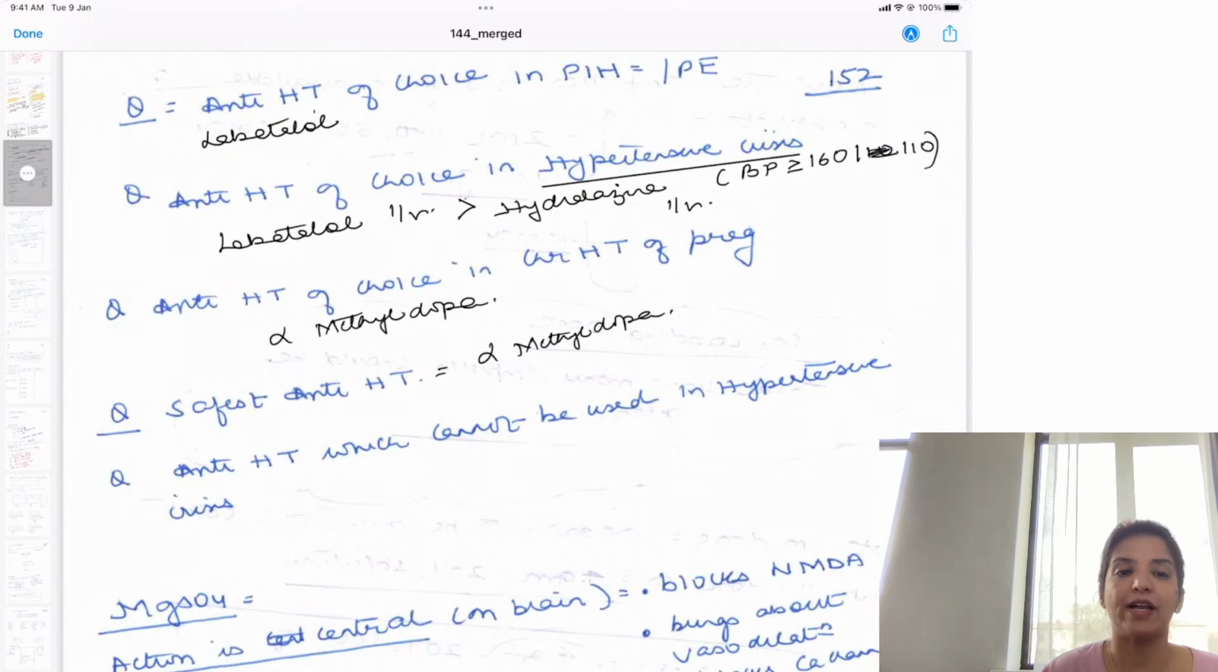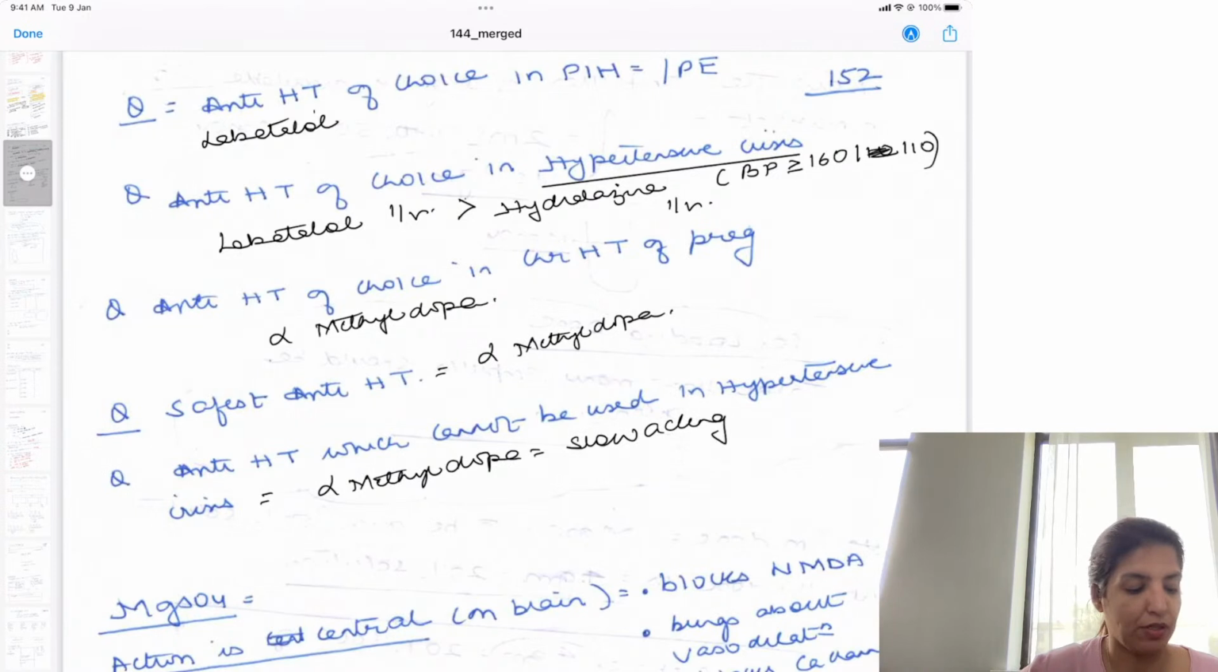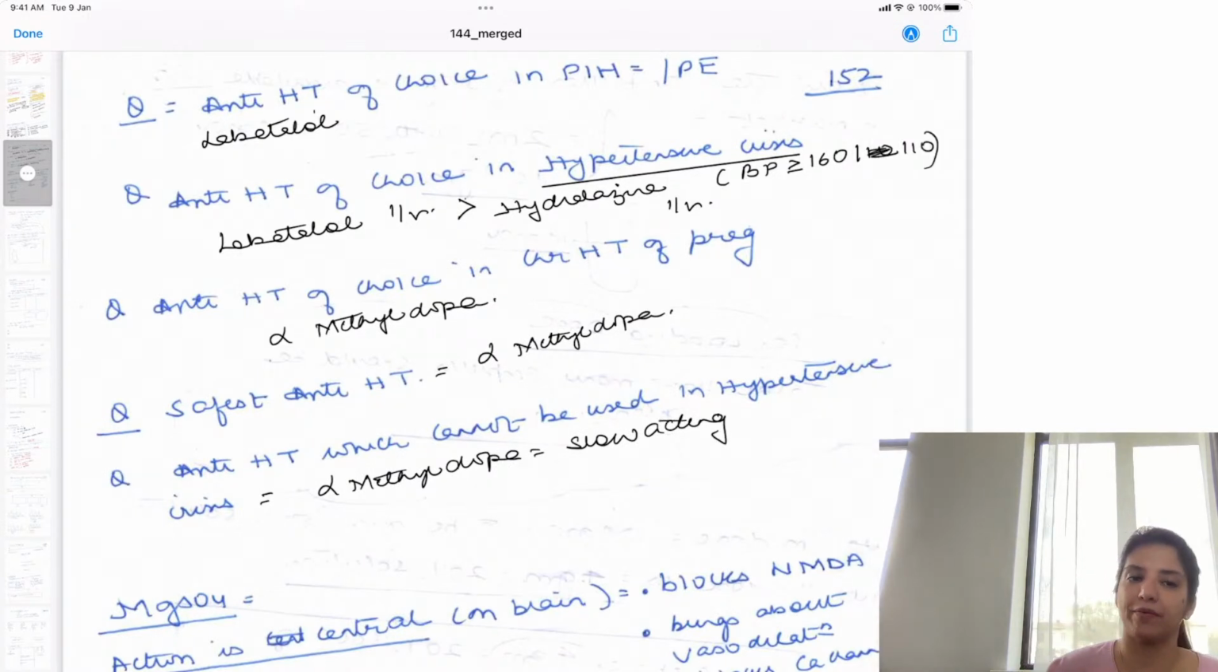So the safest antihypertensive is alpha methyldopa. Antihypertensive which cannot be used in hypertensive crisis. You cannot use alpha methyldopa because alpha methyldopa is a very slow acting drug.